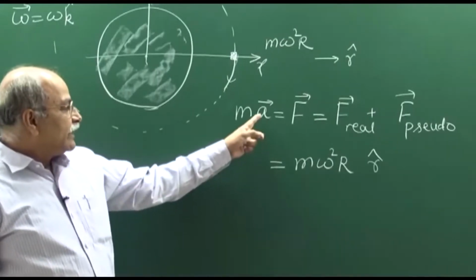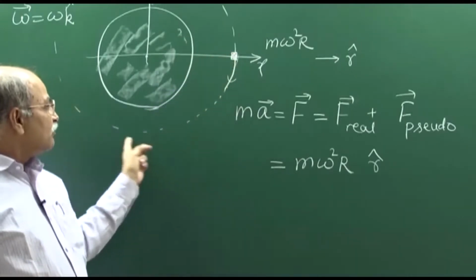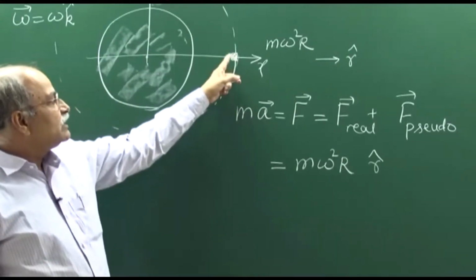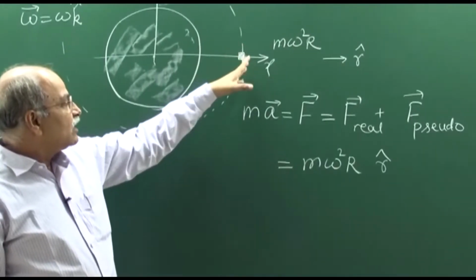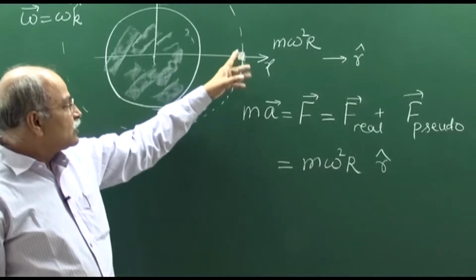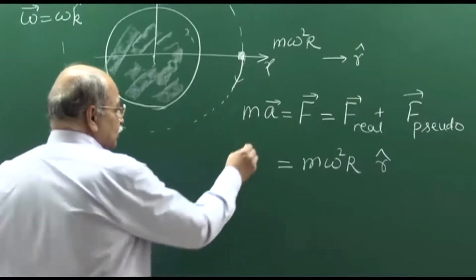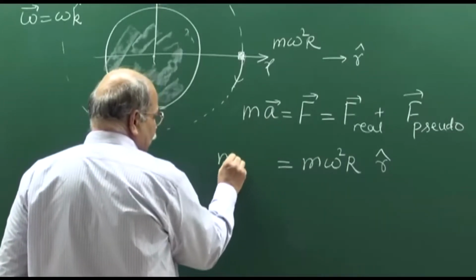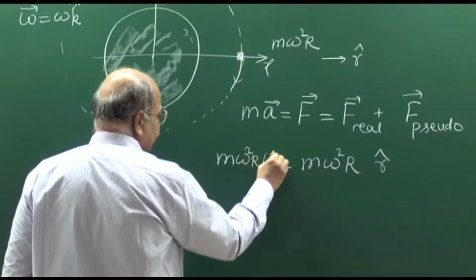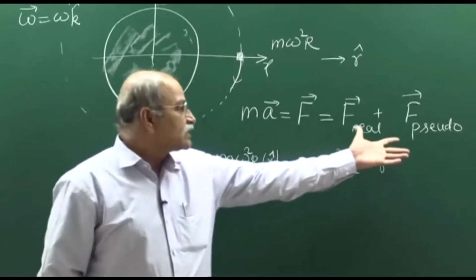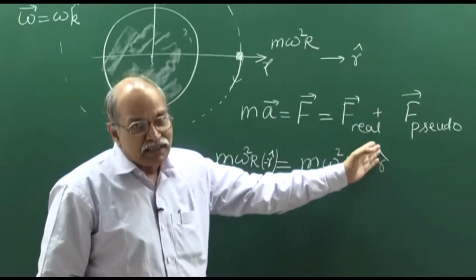But then acceleration of this particle as seen from this frame: it is going in a circular path and therefore, the acceleration has to be towards the center, and the acceleration is v square divided by r, which will be equal to omega square times r, but that will be in this direction. So, this m a is m into omega square into r, and that is in minus r cap direction, whereas this side total force including pseudo force is this much, which is in plus r cap direction.